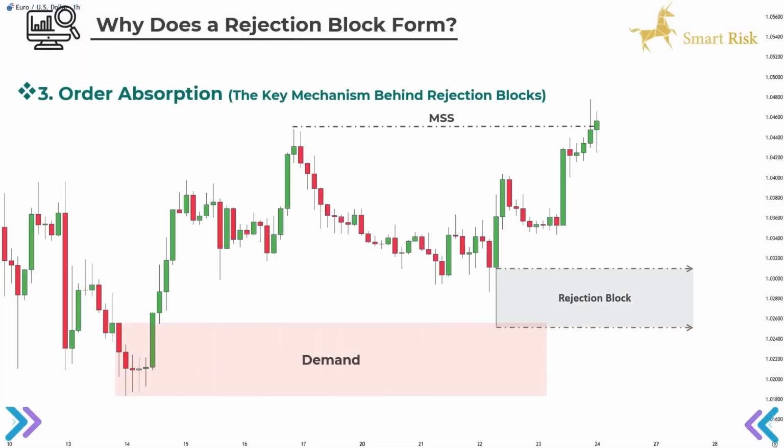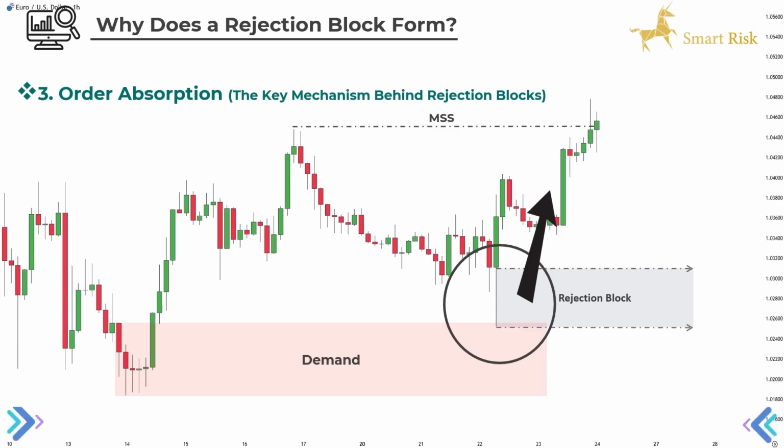After price reaches the liquidity zone, smart money starts absorbing orders. For example, if price reaches a key demand zone, institutions flood the market with buy orders, absorbing all remaining sell orders. As a result, price fails to continue lower and gets rejected, forming a long wick.